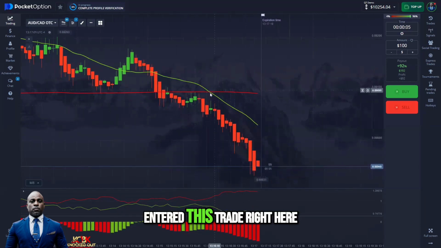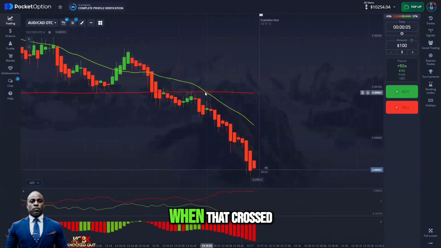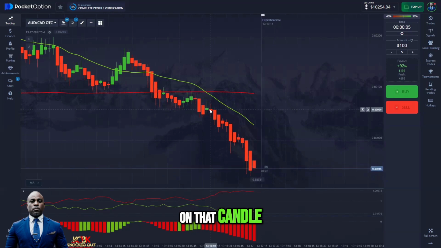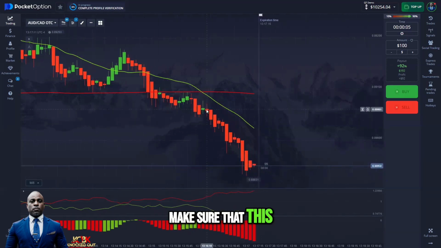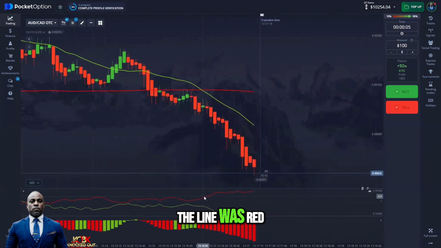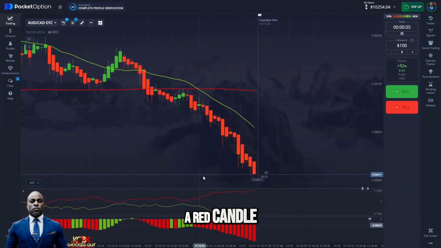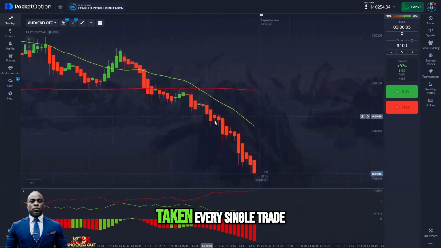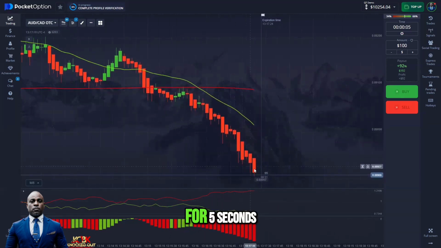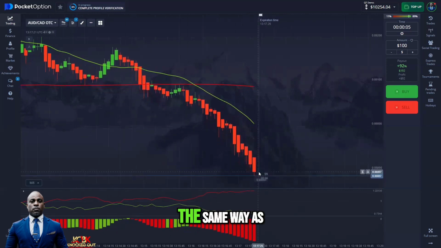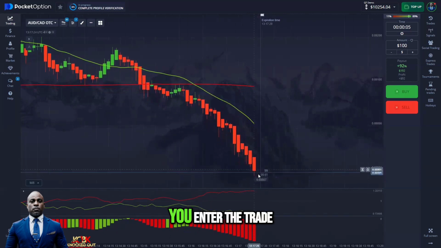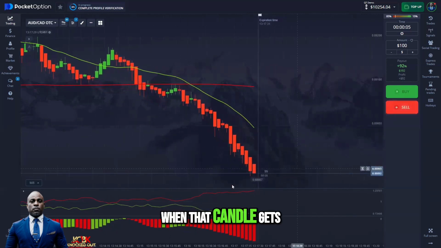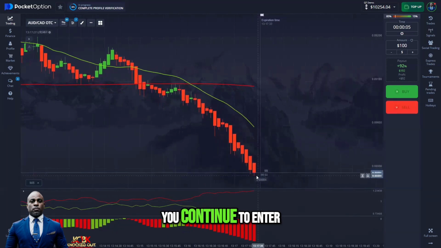Now, if we would have entered this trade right here, when that crossed, we would have entered on that candle. We would have looked to make sure that this candle was red, the line was red on top, and then we had a red candle. Guys, we would have literally taken every single trade for 5 seconds. And you do this the same way as you buy. You enter the trade when that candle gets to 1 second, you continue to enter.